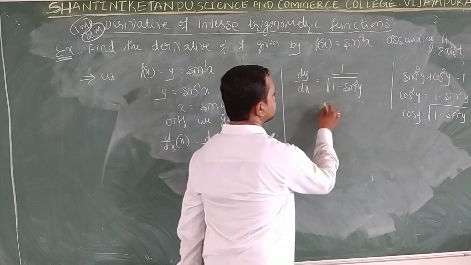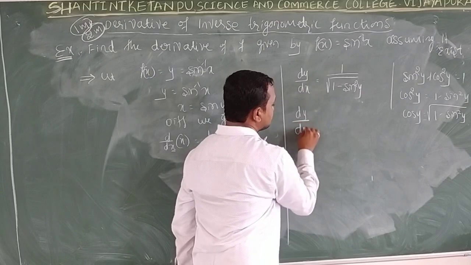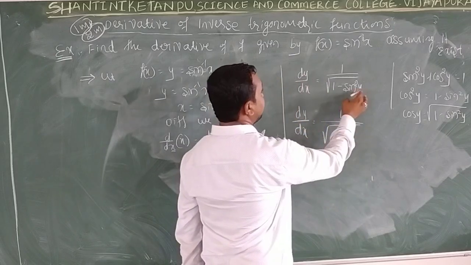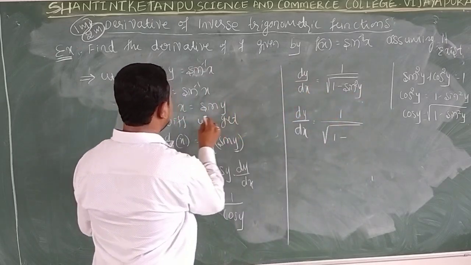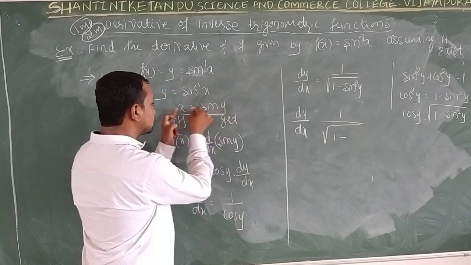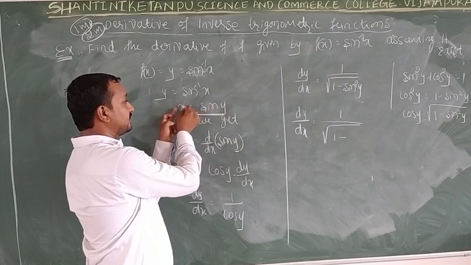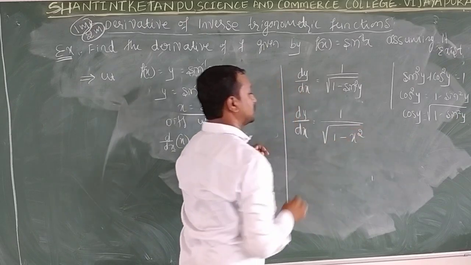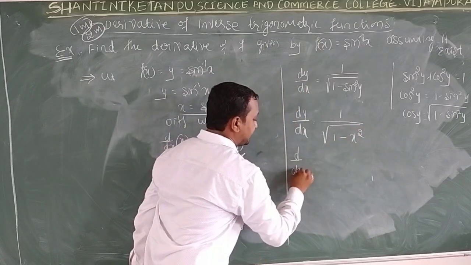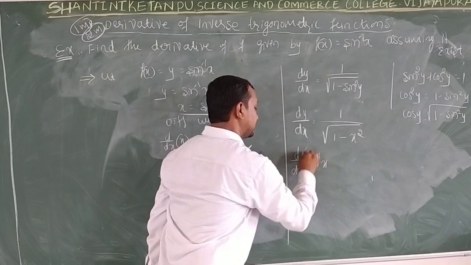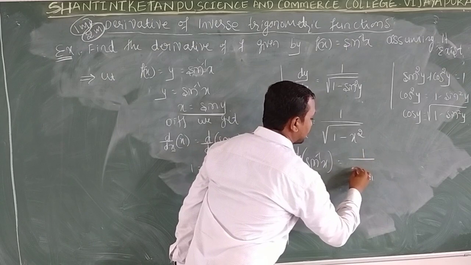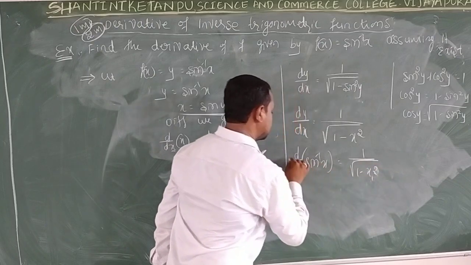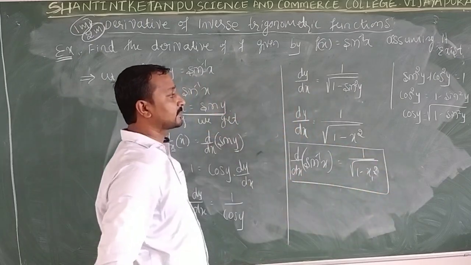Is that clear? Then dy by dx is equal to 1 divided by root of 1 minus sin square y. What is the value of sin y? Sin y is x. So the value of sin square y should be x square. So d by dx of sin inverse of x equal to 1 divided by root of 1 minus x square is the standard formula. Is that clear? That is simple.